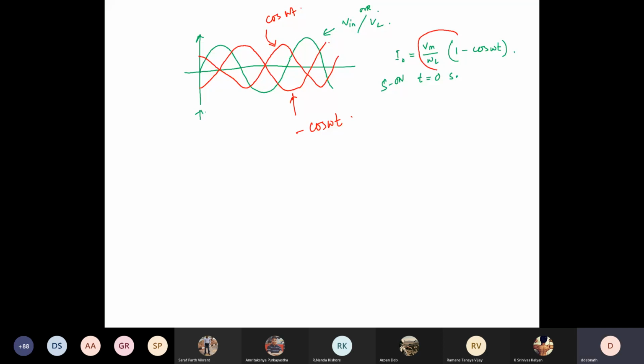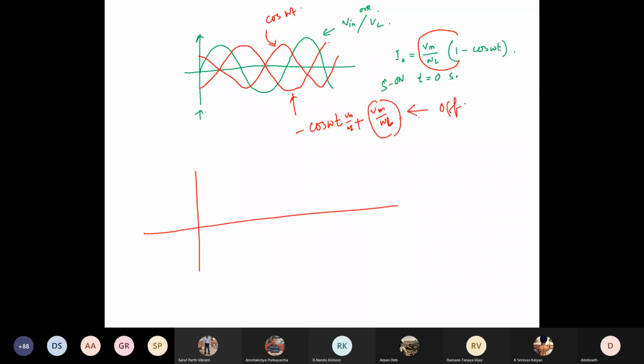Plus, of course, this is Vm by omega L. You have to check this expression. I am yet to check. I don't remember exactly, I have to work it out. So this is an offset that you have to add with this waveform, and you will figure out this offset depends on the time or angle at which you are turning on the switch.